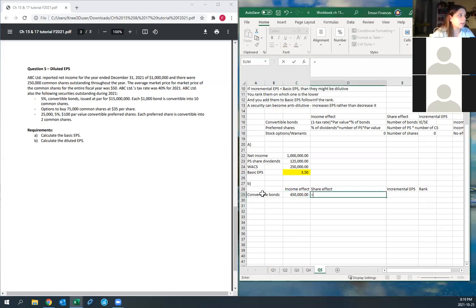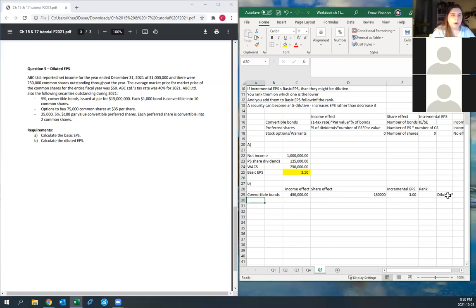And then your share effect, there's how many bonds? There's 15 millions divided by 1,000. And then they're convertible into 10 common shares. So your incremental EPS is of 3. So that's lower than 3.5, right? So it is dilutive, maybe. We don't know yet. We're going to see.